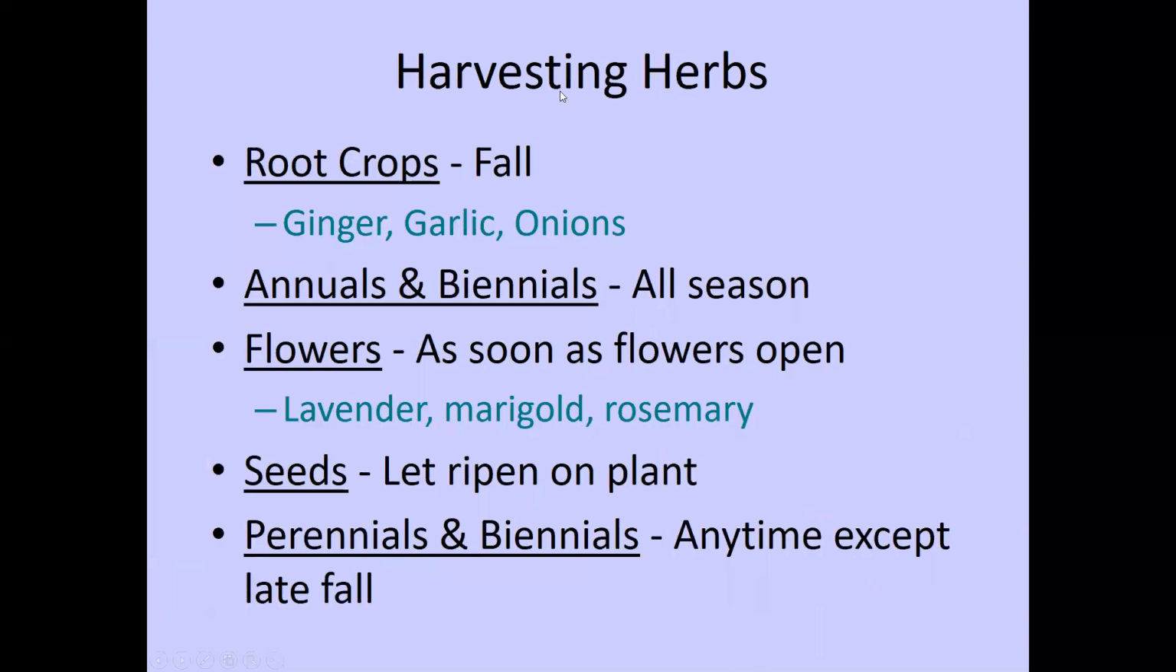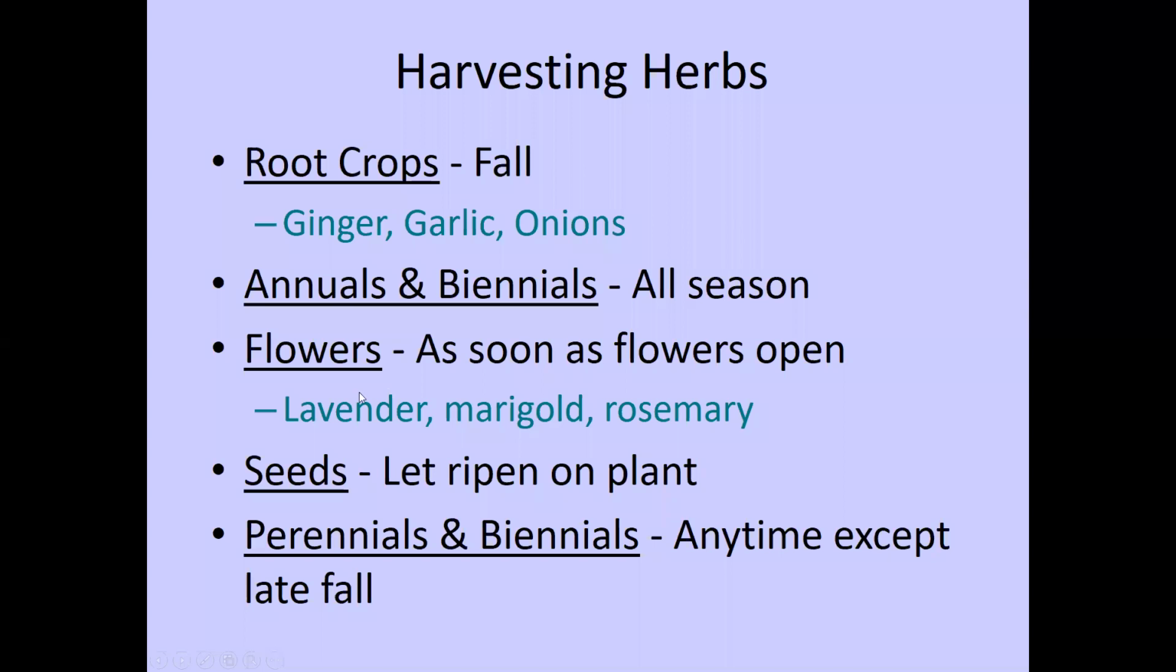Okay. A little bit more about harvesting them. When should you do it? Root crops like onions, garlic, and ginger, you want to harvest them in the fall of the year. These would be your perennial bulbs. Your annuals and your biennials, which we're going to talk about in the last section, where we're going to talk about specifics for each of the very common herbs that I hear people talk about and that I've grown, you can harvest them all season long once you get them established.